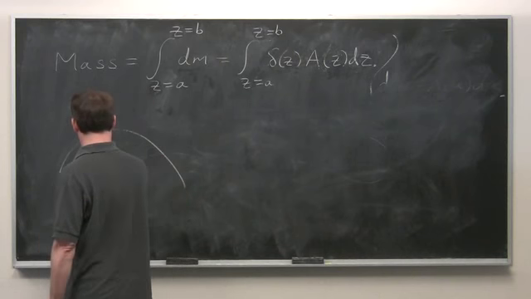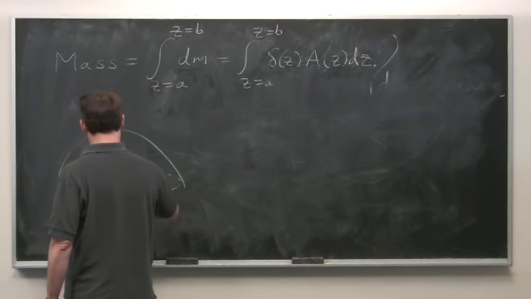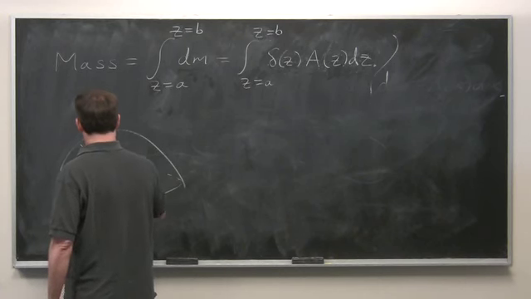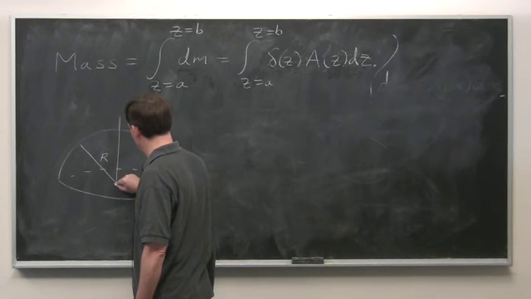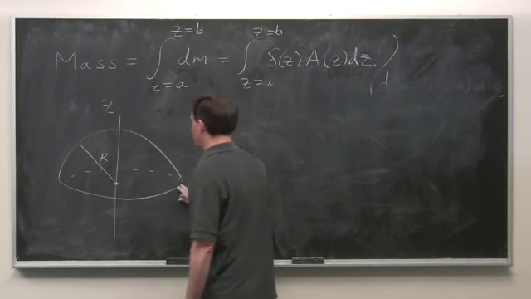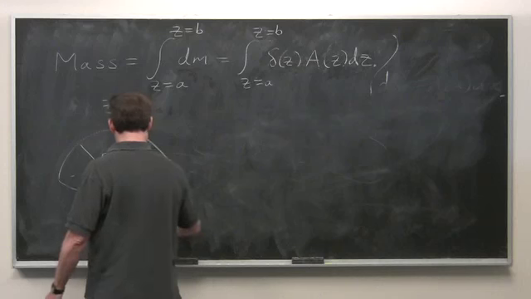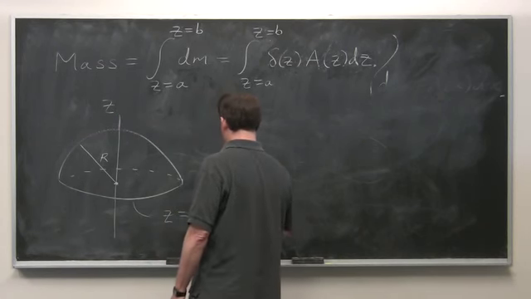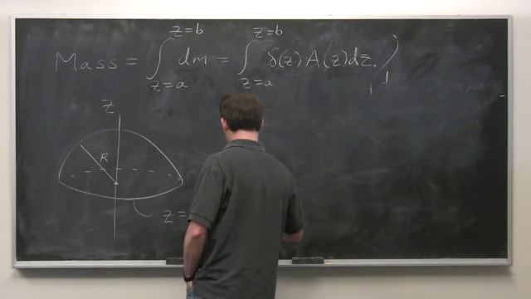So you have a hemisphere of radius r. I'm going to assume it's centered at the origin. We'll call this the z-axis. So this is z. A hemisphere of radius r centered at the origin. An equation for it: z equals the square root of r squared minus x squared minus y squared.